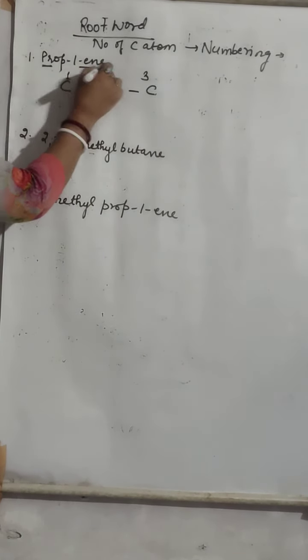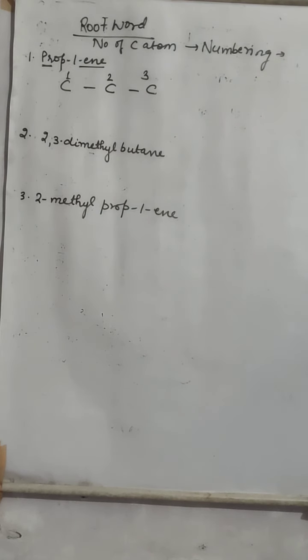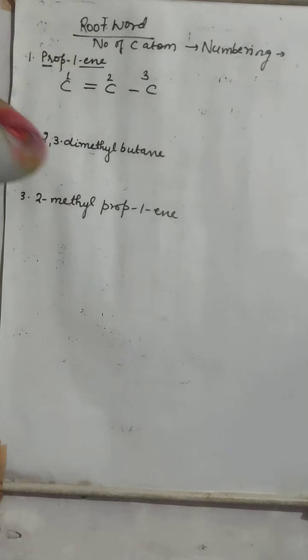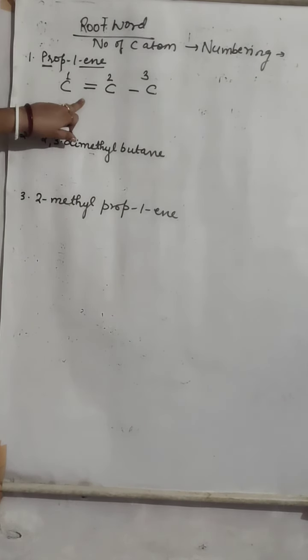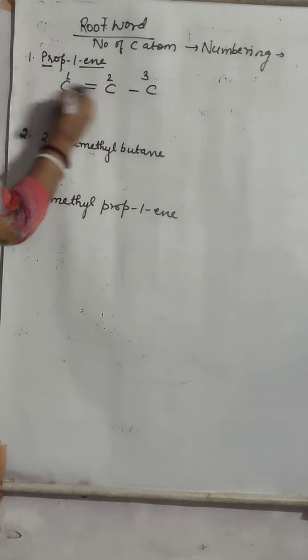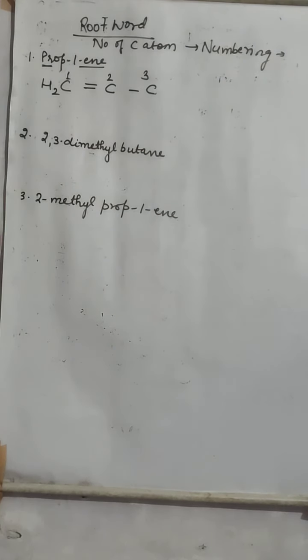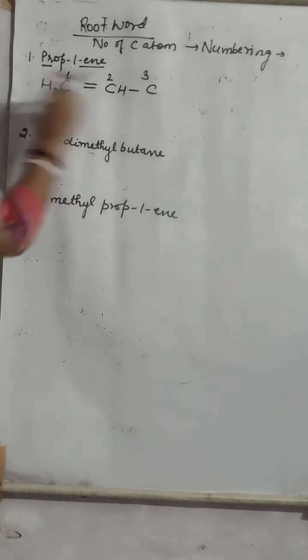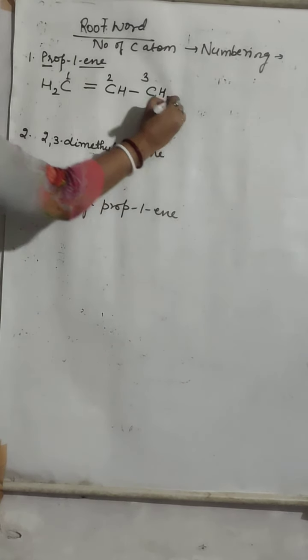What is there? Prop-1-ene. Ene means double bond. So at what position? First position, so here we will put the double bond. Everything is done now. Now satisfy the valency of carbon by hydrogen. This carbon, how many hydrogens does it require? 2. This carbon requires 1. This carbon requires 3.